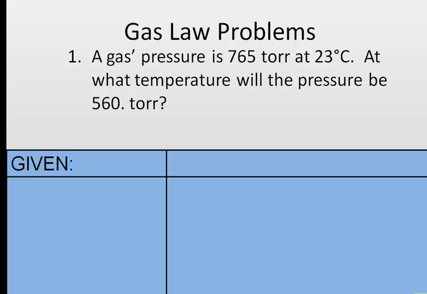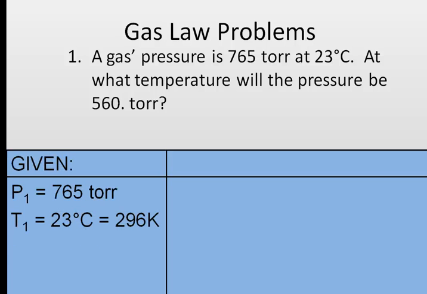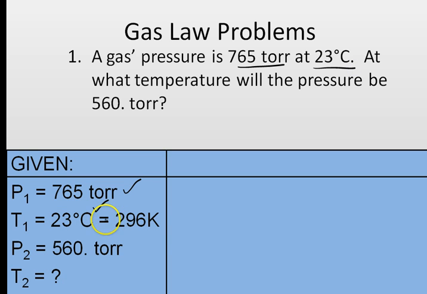So let's go through an example. The first thing to do is to always look at what are your givens and write those out. So here's a gas law problem. We have a gas pressure of 765 torr, so this is our pressure, at 23 degrees Celsius. We need to make sure that we now convert degrees Celsius into Kelvin. And how to do that? Well, you just take 23 degrees Celsius plus 273 to get 296 Kelvin.